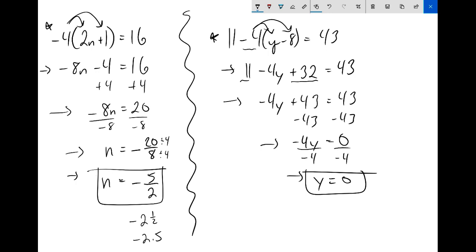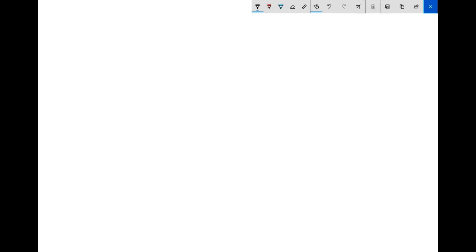So, other questions about any of those? Because I want to show you an example where you would want to clear fractions with non-like denominators, and it might make your life a lot easier. All right. So let's do one. Another example of clearing fractions.